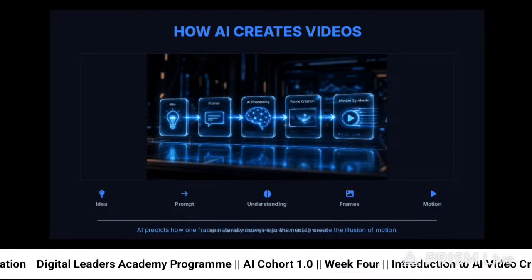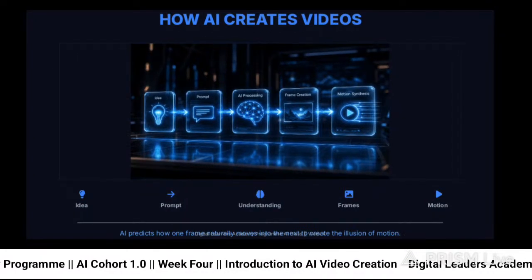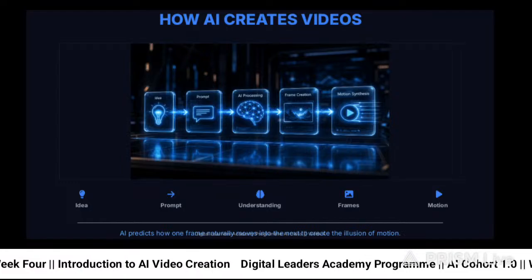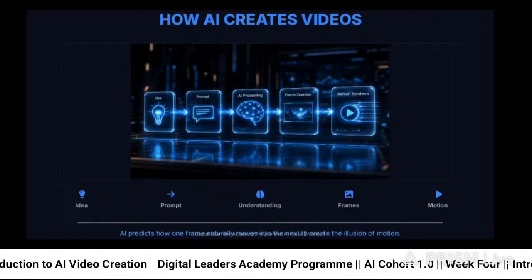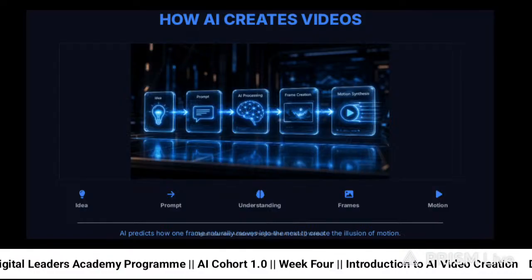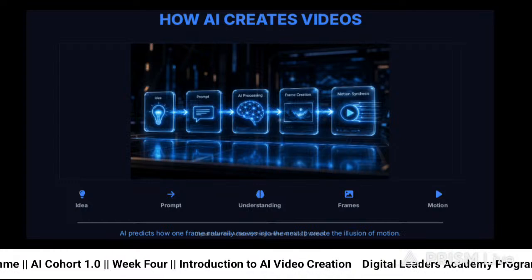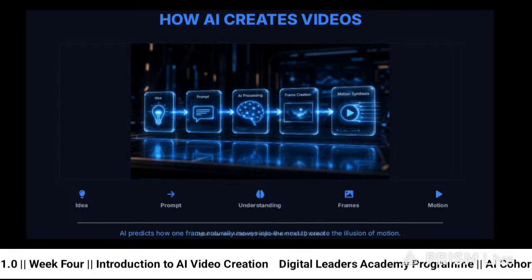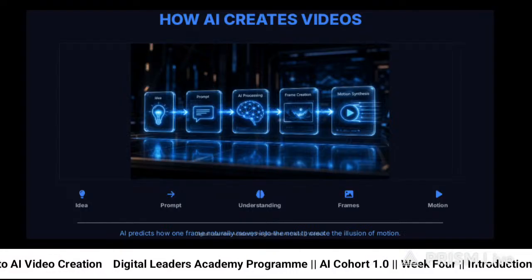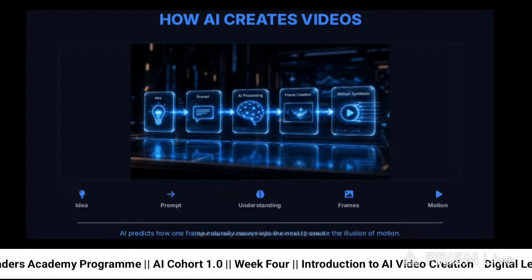Now we also looked at how AI creates images when we were dealing with image generation. But now, how does AI create videos? The first thing is the idea. I do tell us that as humans, even though AI does a lot of things, the idea conceptualization depends on us. Our creativity should never be replaced with artificial intelligence. Artificial intelligence is there to enhance our creativity, not to take the place of our creativity. We have to be the one to give it the very good idea.